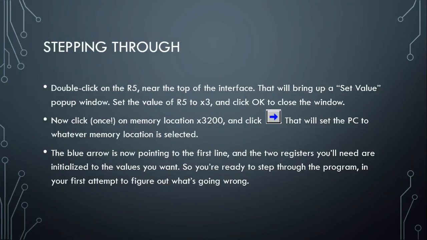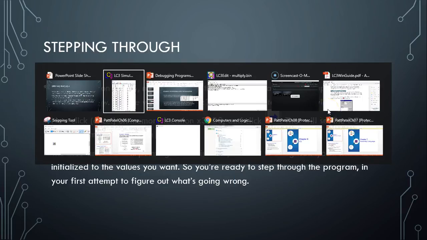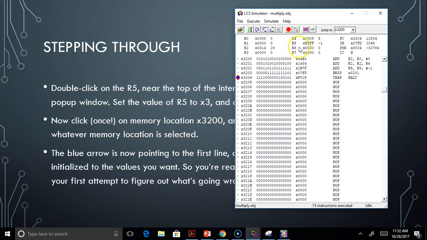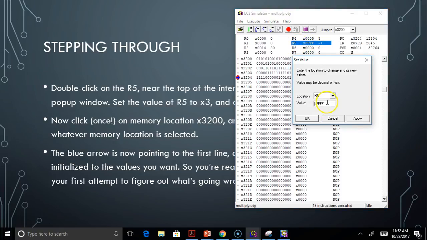So let's go ahead and double click on the R5 near the top of the interface. This will bring up the set value window. Set the value of register 5 to 3 and click OK to close the window. So let's go ahead and do that. We're going to double click on R5 and we're going to set that to 3.